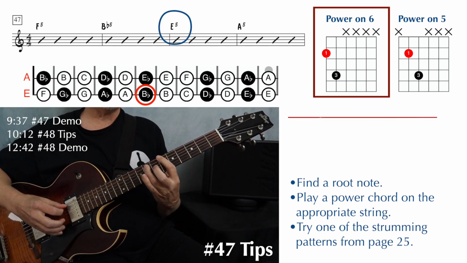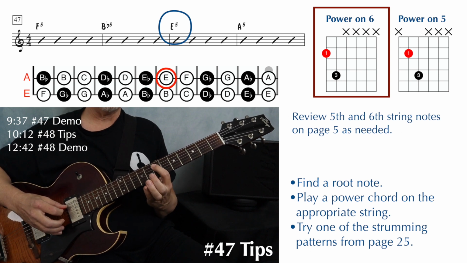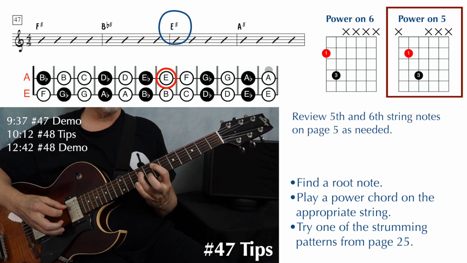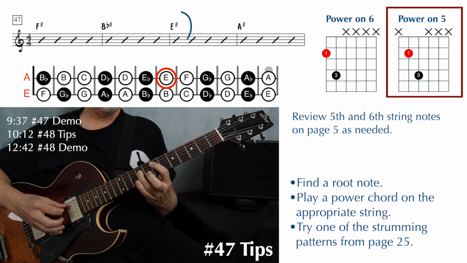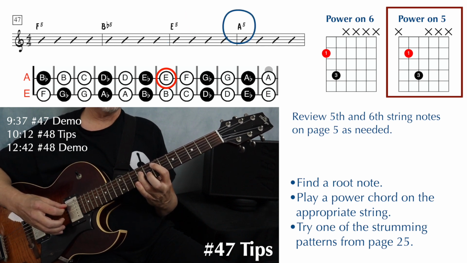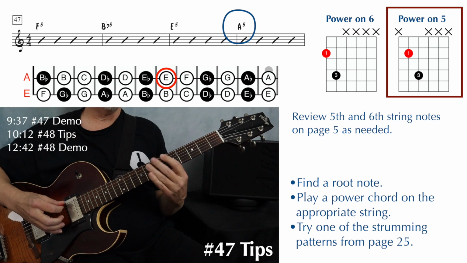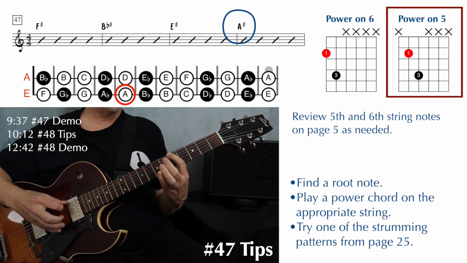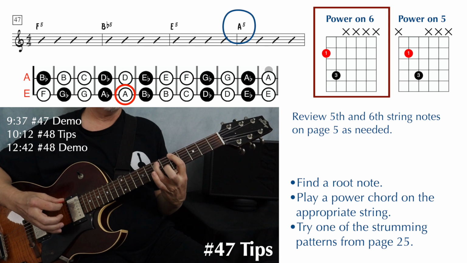Next we have an E5 or E power chord. The closest E for our root note is at the 7th fret, and there's our power chord. And then we move to an A power chord, or A5. The closest one to that is on the 5th fret, 6th string. So there's our root, there's our power chord.